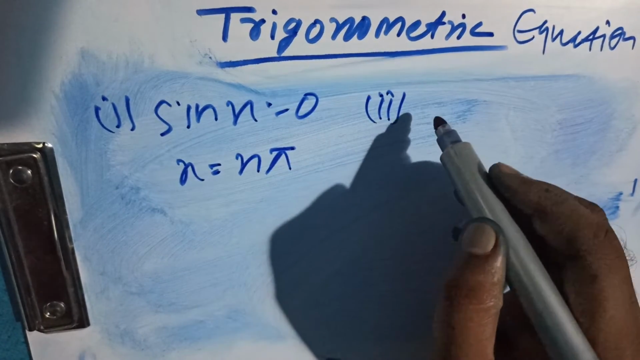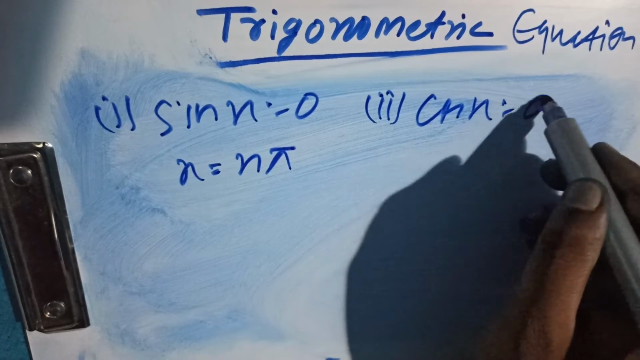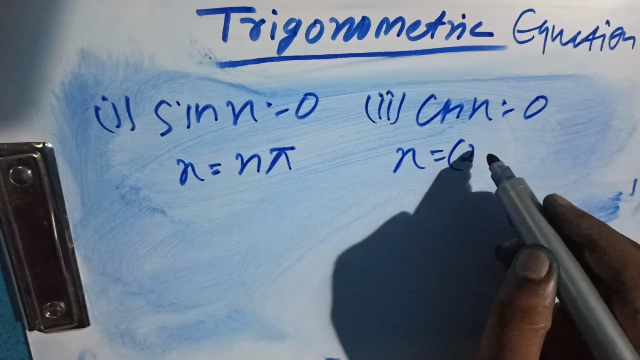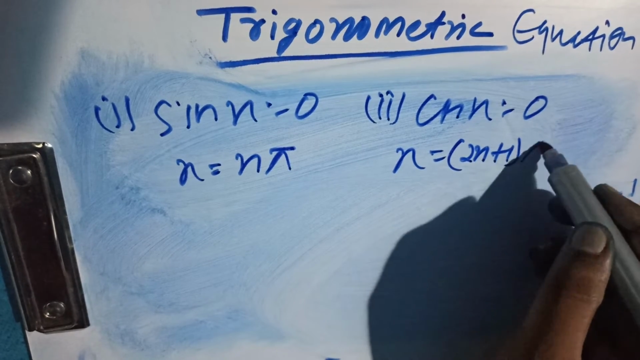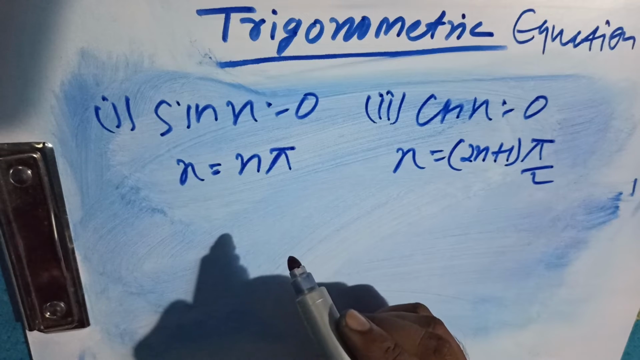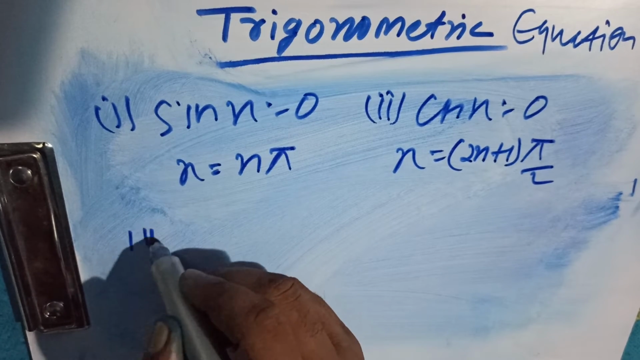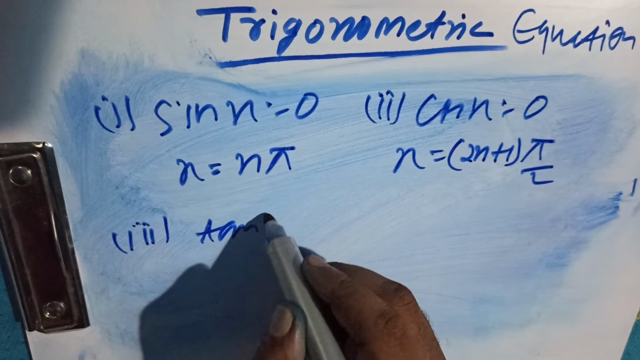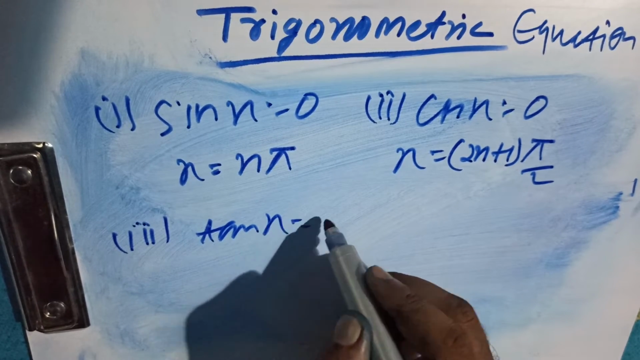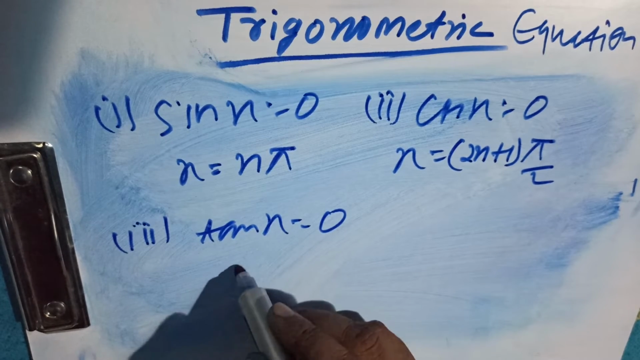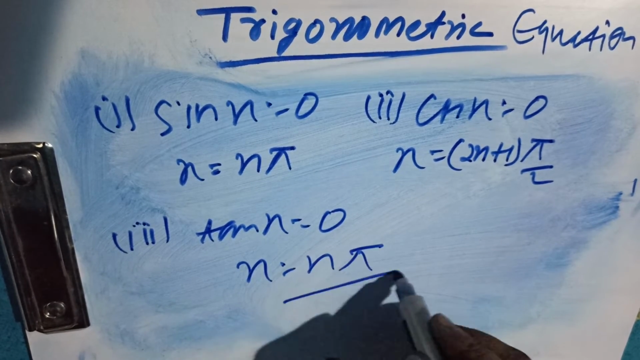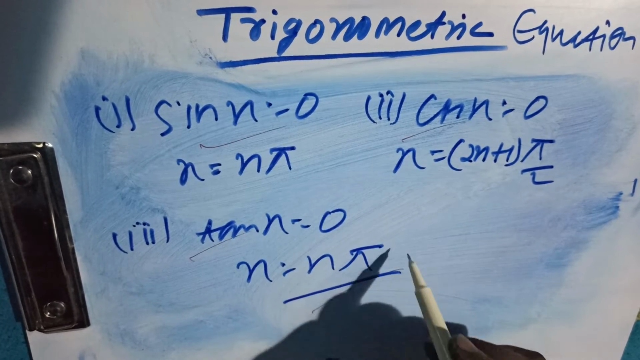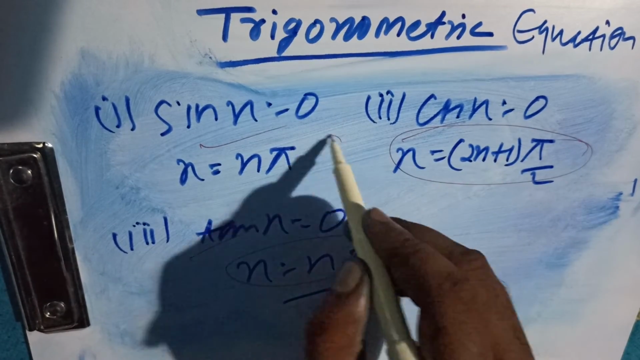In the second one, cos x equal to 0, then the solution is x equal to (2n plus 1) pi by 2. In case of third, tan x equal to 0, and the solution is x equal to n pi. So for sin, cos, tan, you should remember this type of solution.